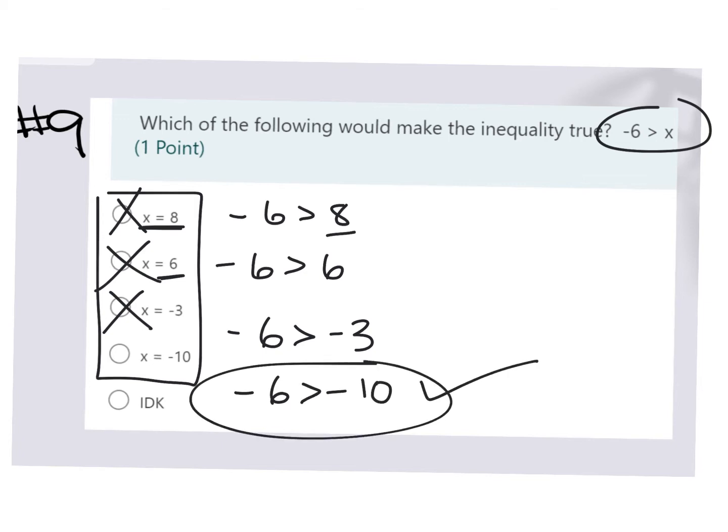Remember, when you're comparing two negatives, the one that looks like it has a bigger value, you would think the 10 is bigger, actually is smaller. Okay, so 6 is the bigger value in this case.